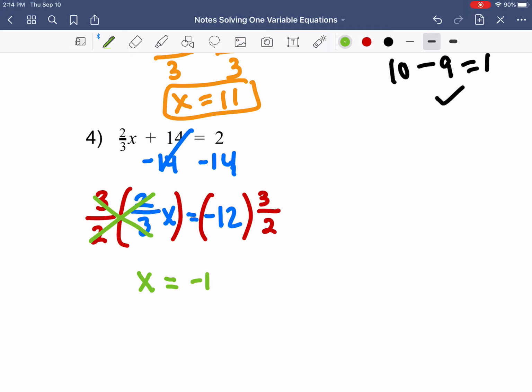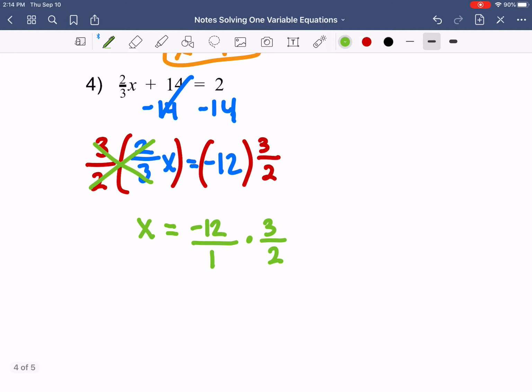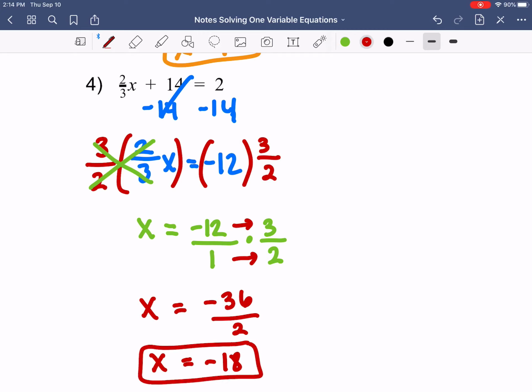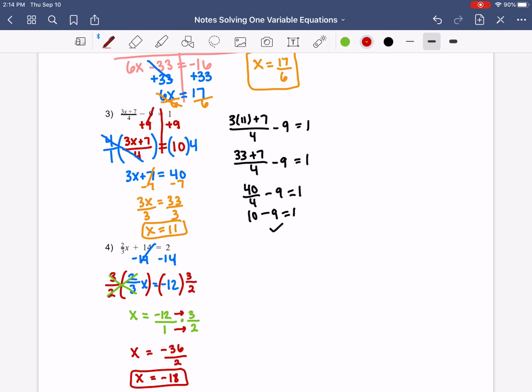Over here, when you multiply, it might help to show our work. You would want to change your whole number to a fraction if that helps you. And then you multiply straight across the top, straight across the bottom. So we get x equals negative 36/2. And that gives me x equals negative 18, right? And then again, you could check your answer by plugging it in. 2/3 of negative 18 is negative 12. Negative 12 plus 14 is equal to 2.